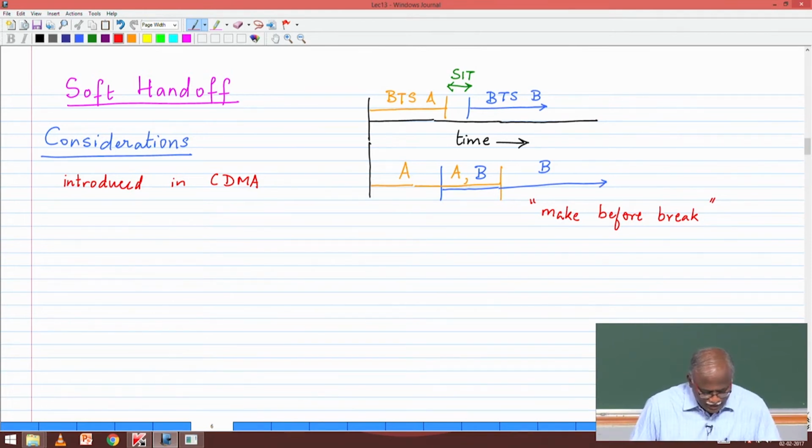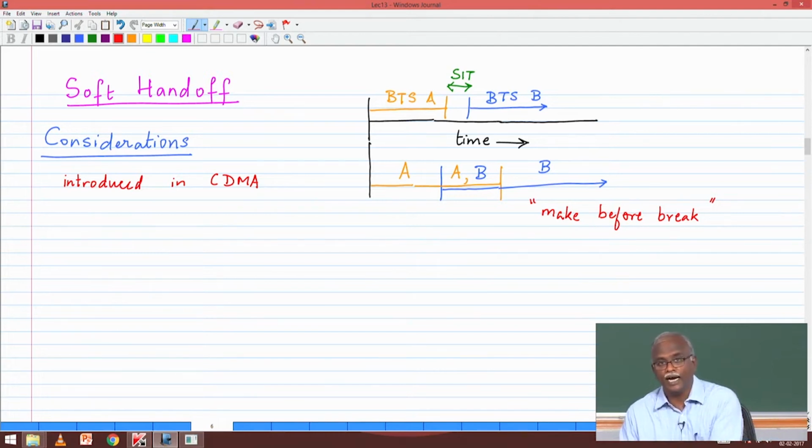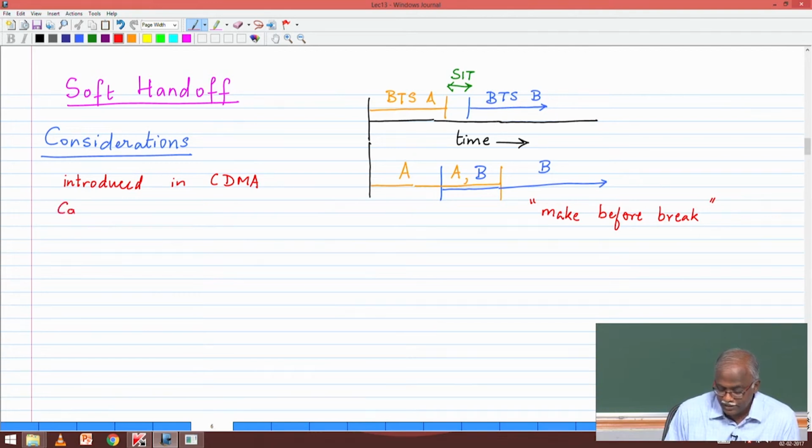So again, this is a useful visualization. It's a useful concept. Of course, there's a huge advantage because now there's no issue with call drop. You can decide when to terminate base station B. Now, what is the price that you pay for this? Does it come for free? As long as you are in that handoff region, you are using double the resources. So there is a reduction in capacity.